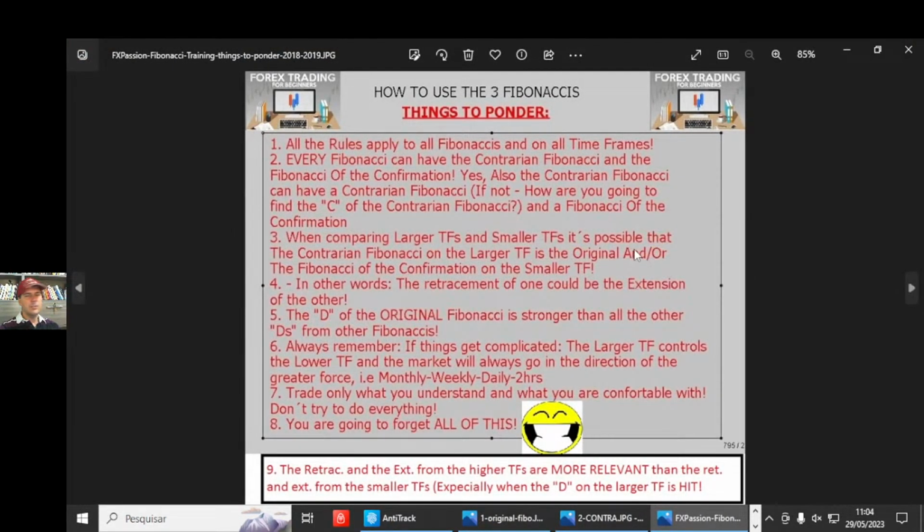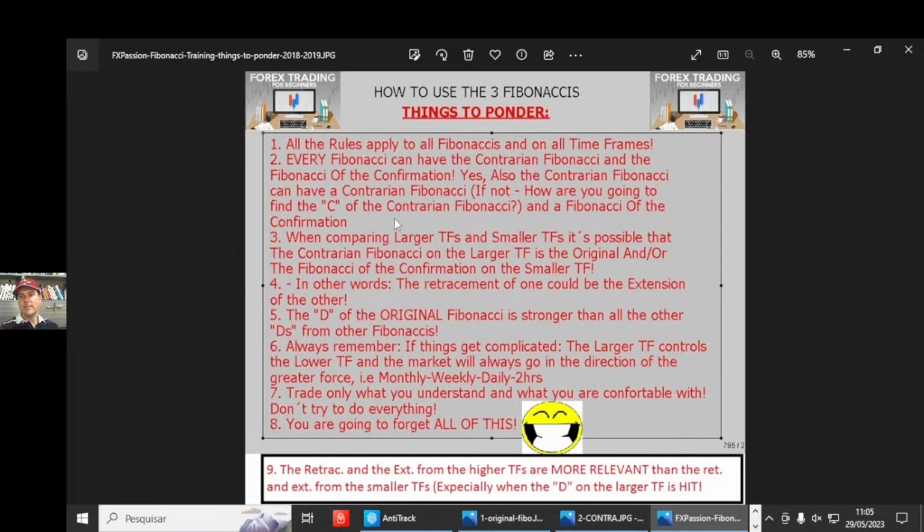We have one more to go, which is the Fibonacci of the confirmation. Anyway, how to use the three Fibonacci's, things to ponder. All the rules apply to all Fibonacci's and on all time frames. Every Fibonacci can have the Contrarian Fibonacci and the Fibonacci of the confirmation. Also, the Contrarian Fibonacci can have a Contrarian Fibonacci. If not, how are you going to find the C of the Contrarian Fibonacci and the Fibonacci of the confirmation?